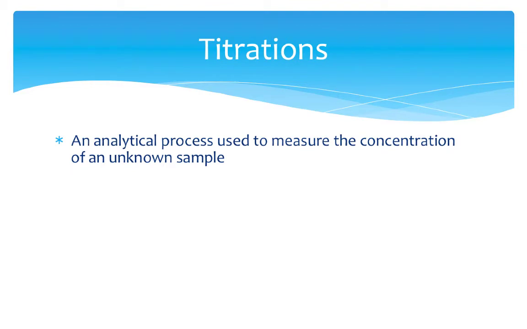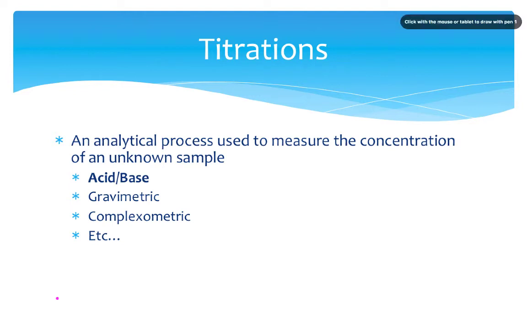To begin with, a titration is an analytical process used to measure the concentration of an unknown sample. Now, out in the chemistry world, there's actually lots of different types of titrations. We will primarily be interested in this type right here, which is an acid-base titration used to determine the unknown concentration of an acid or base. But you can also do other titrations.